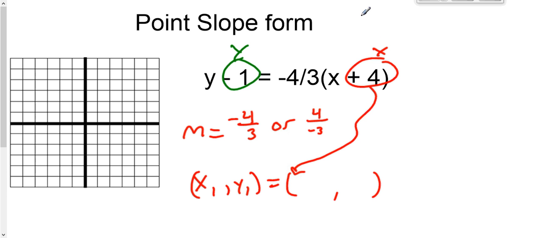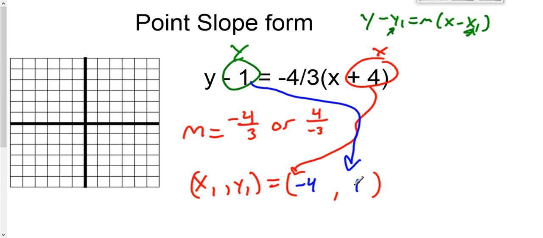We also know, because the equation for point slope form is listed like this, there's x1, there's y1. So we need the opposite number, negative 4. We need the opposite number, positive 1. So we start here. Then according to the slope, doesn't matter which one we use, we're going to have to go down and right or up and left.